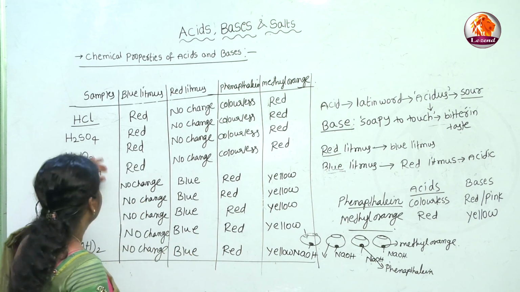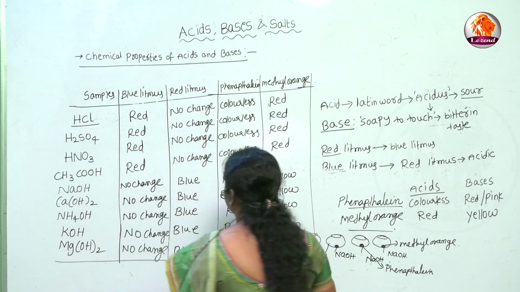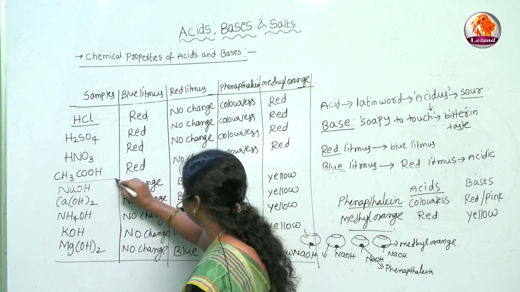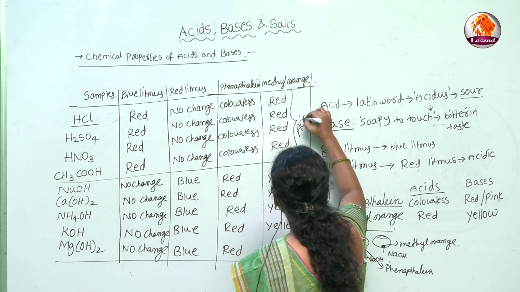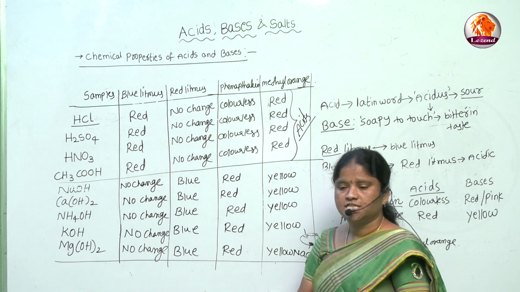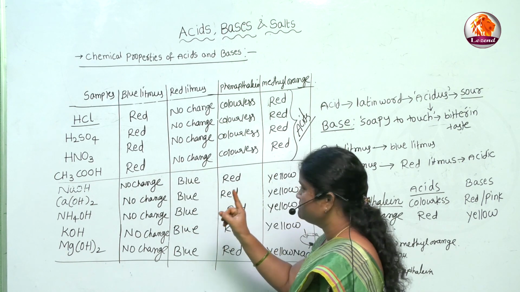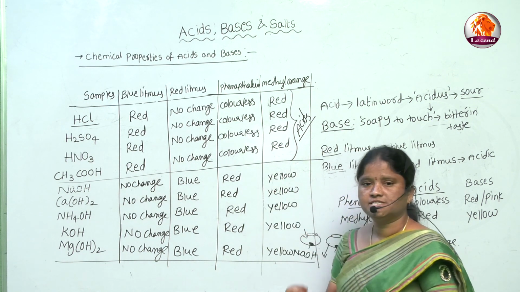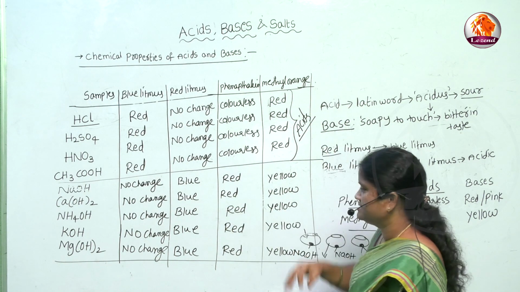Here if we observe hydrochloric acid, sulfuric acid, nitric acid, acetic acid, they remain the same with the blue litmus and red litmus. Up to here what we have to conclude? These all are acids. Okay, from the table what we can conclude here? The substances change the colors in the presence of indicators. Like this way we have to identify the acids. Blue litmus turns into red, red litmus remains same, no change. Phenolphthalein becomes colorless, methyl orange becomes red. Then we can identify the substances as acids.